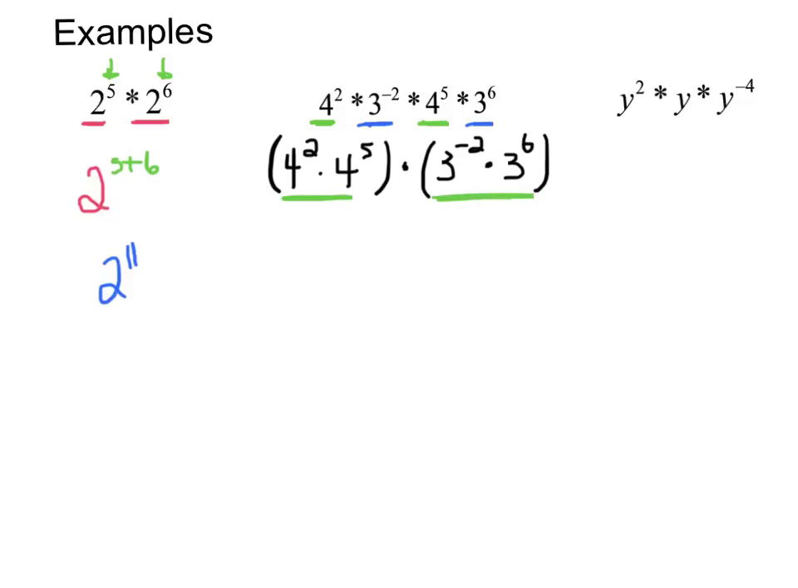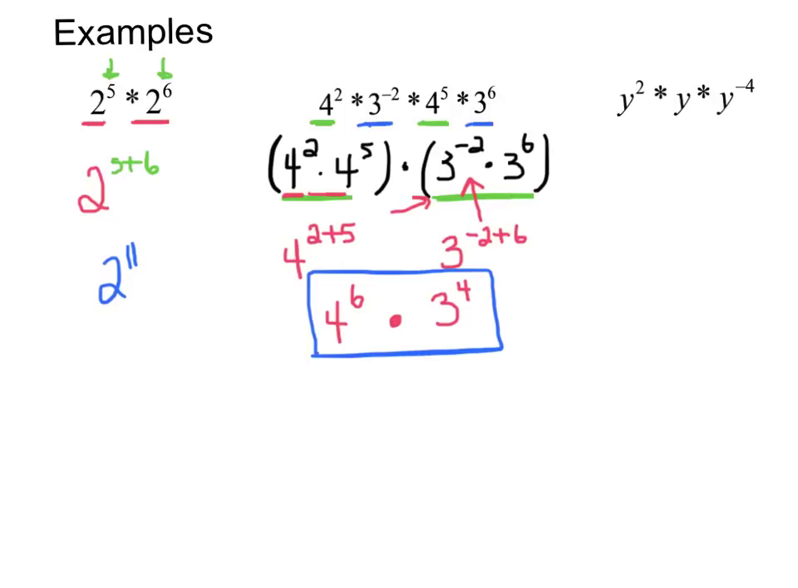So the first one, they have the same base of 4. So I have 4 to the power of 2 plus 5, which is 4 to the power of 6. And that's still being multiplied by this piece, which is base of 3. And now some of you are thinking, okay, well, I see this negative 2 power. I need to take the reciprocal. But hold on. Because we're adding, we're going to say negative 2 plus 6, which gives us 3 to the power of 4. And so that's our final answer.